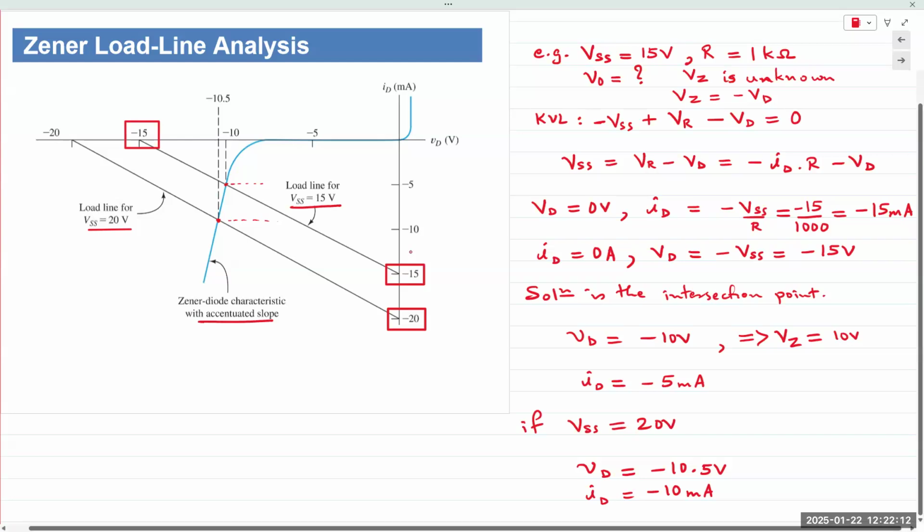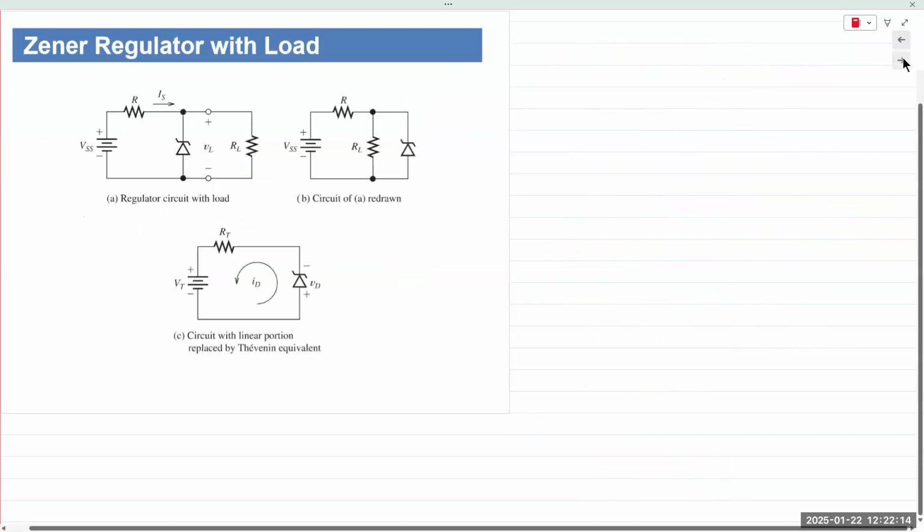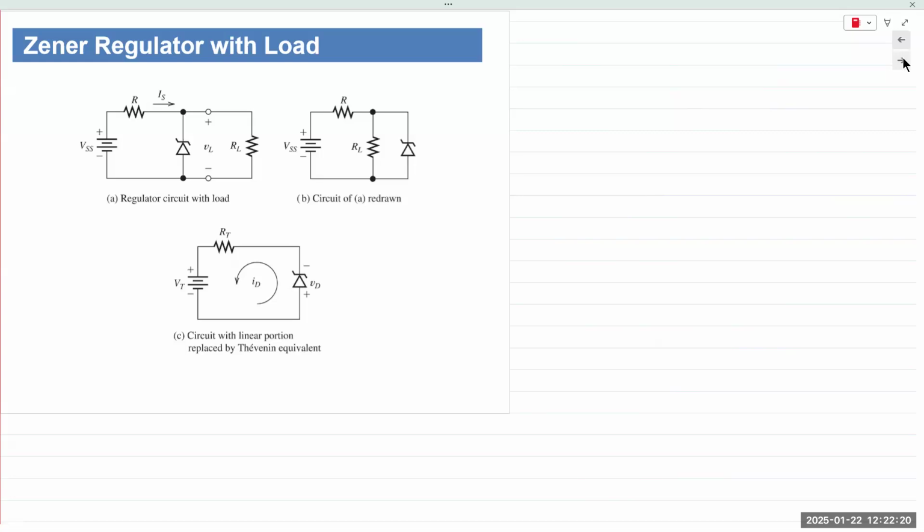Okay, let's move on to the primary application of a Zener diode, the Zener regulator. So we'll do both. We'll do a load line analysis of the Zener regulator. Now we are introducing a load RL into our circuit. The circuit remains the same, but now we have an actual load at the output. So we'll do a load line analysis, graphical analysis, and we'll also do an analytical analysis. And there are multiple possibilities within a Zener regulator. So let's look at that first.